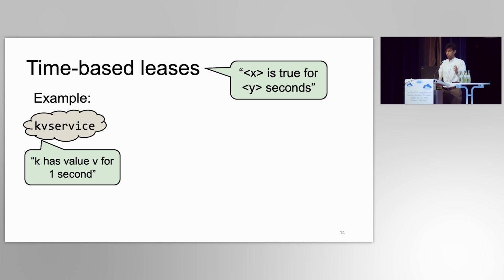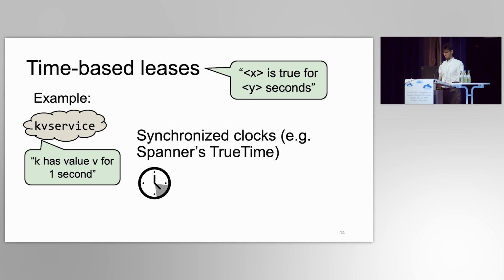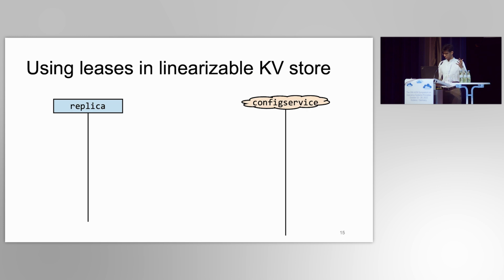So for example, a key value service might say that a particular key has a particular value for some amount of time. To have a consistent view of which leases are valid or invalid, we build on clocks that are synchronized within some known error bound, with an API very similar to Spanner's TrueTime. The particular lease in the key value store is a lease given out by the configuration service to replica servers, promising that no reconfigurations will happen for some amount of time. This happens in a background thread with periodic notifications to replica servers.